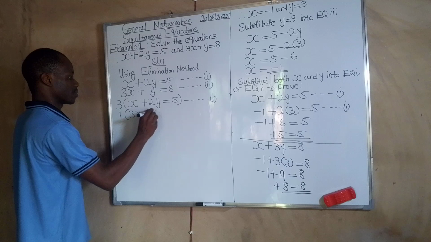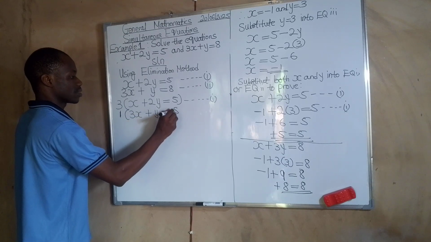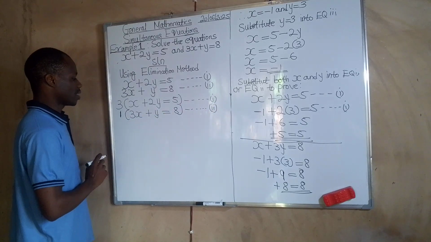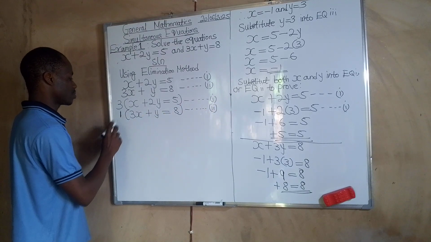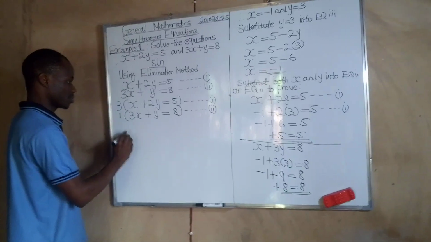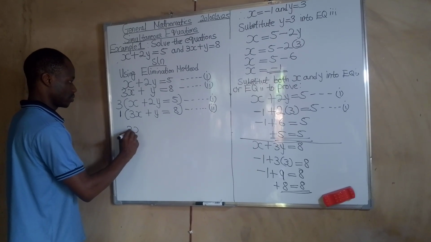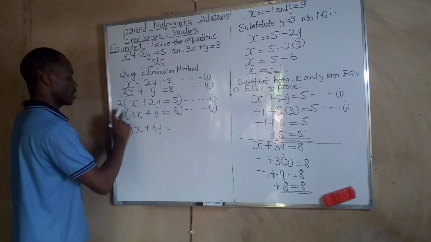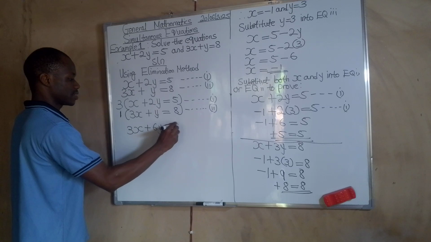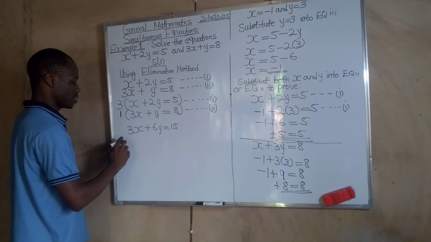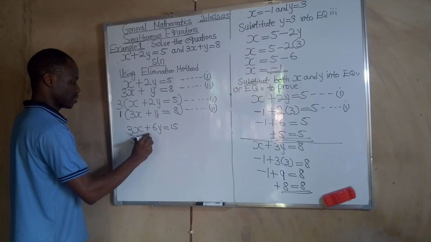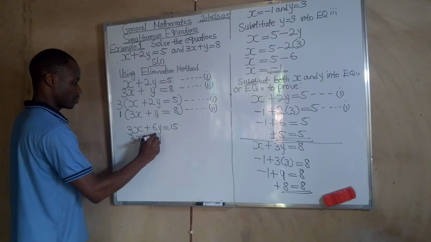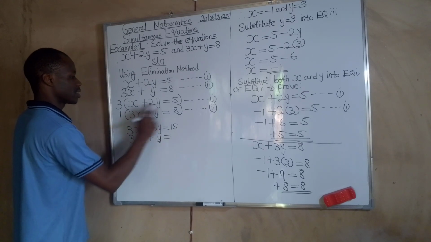3x plus y is equal to 8. And this is equation 2. Now what are we going to do? We say 3 times x becomes 3x. 3 times 2y is going to be 6y. And 3 times 5 will give us 15. Then 1 times 3x will give us 3x. Plus 1 times y will give us 1y or y. And then 1 times 8 will give us 8.